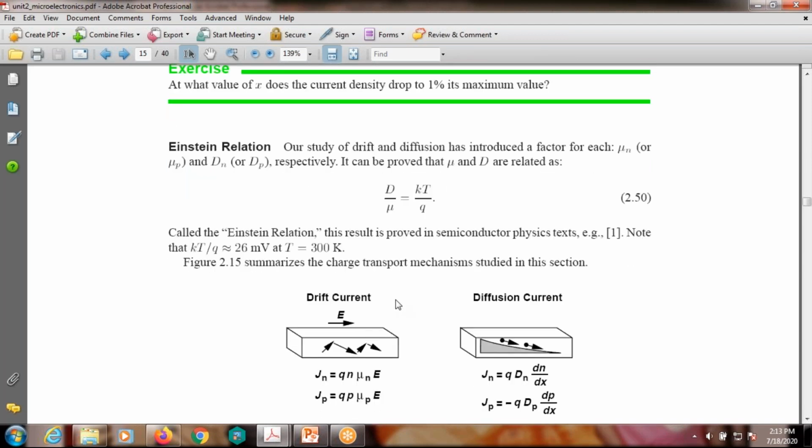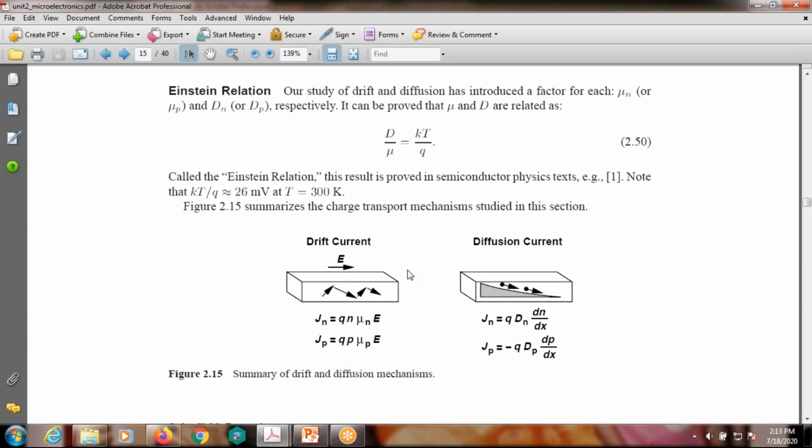Now coming to the summary. So far we discussed drift current and diffusion current. Drift current is due to an electric field, which is created by applying a voltage. There is random motion inside the silicon bar, and finally the carriers will reach from one side to another side.